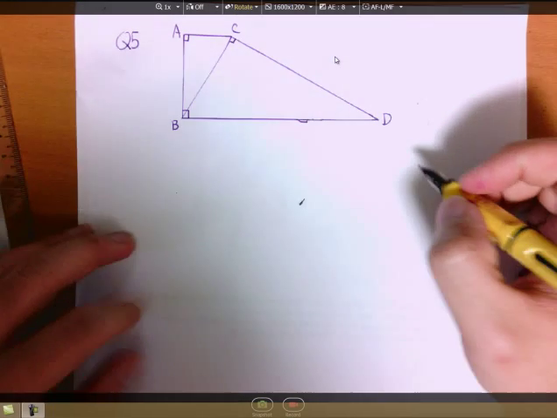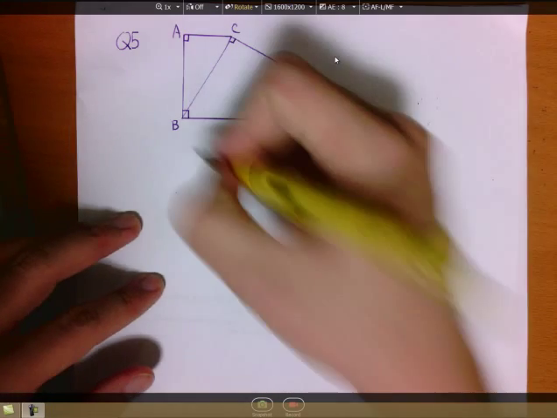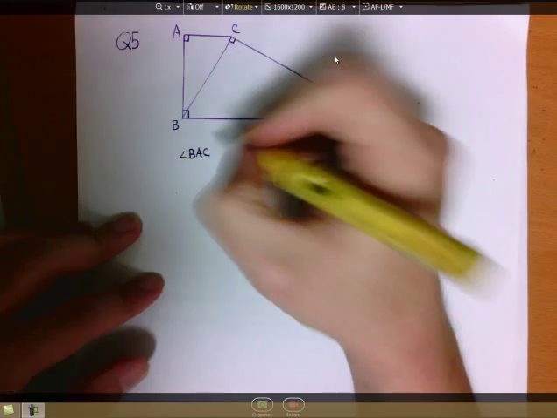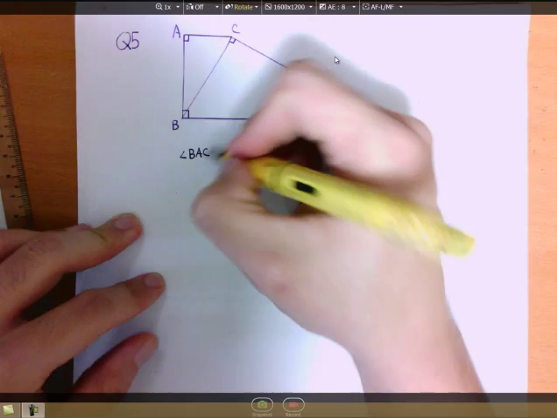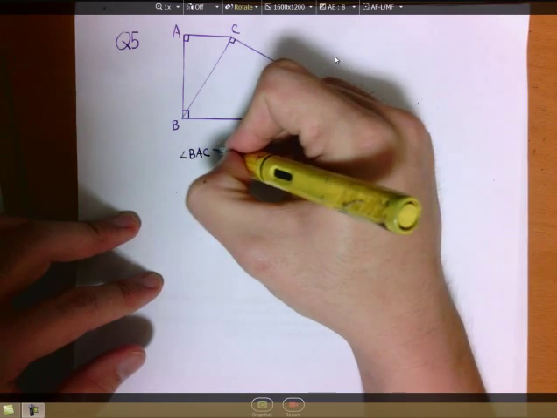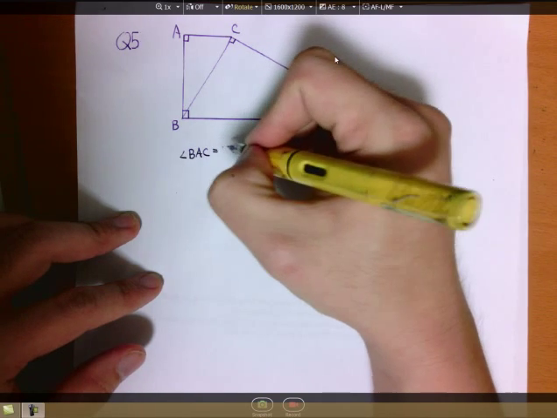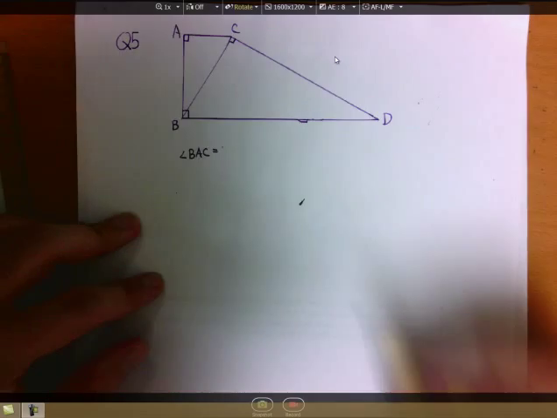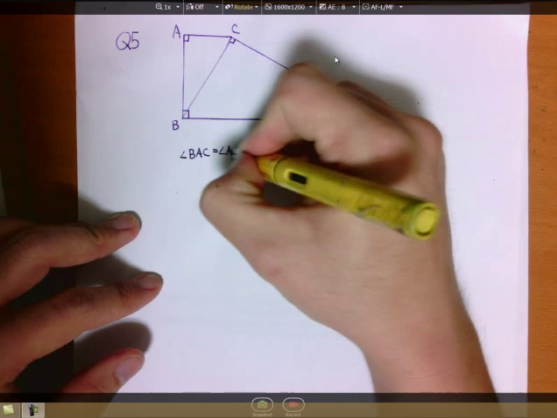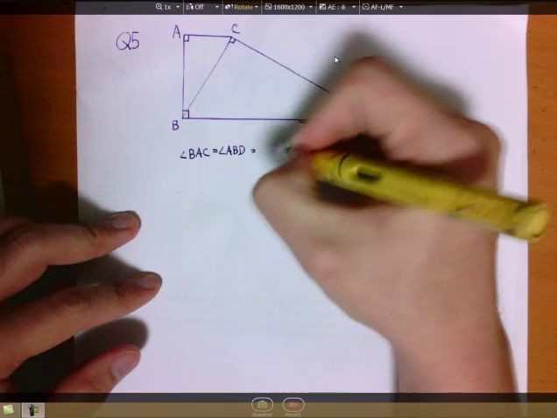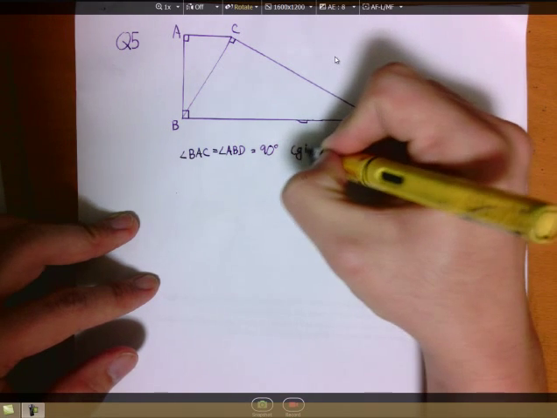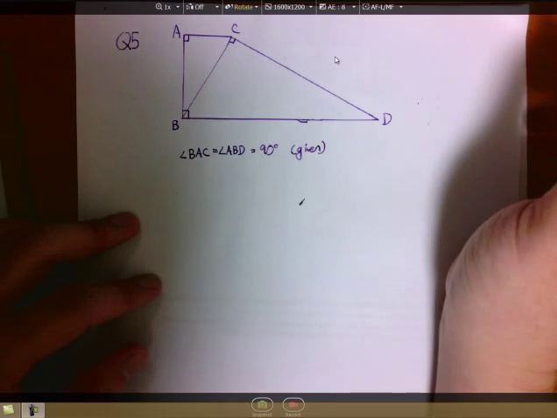So how do I say this? Angle BAC is equal to angle ABD, equal to 90 degrees. So this is given as shown in the diagram there.